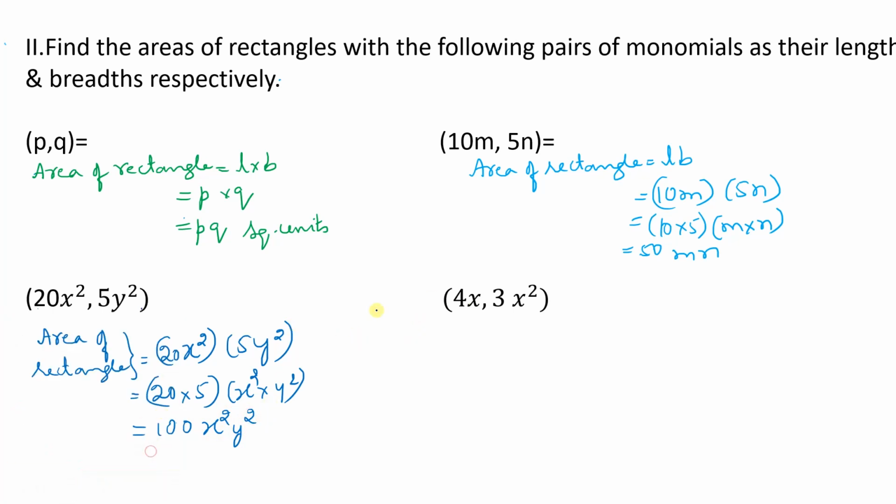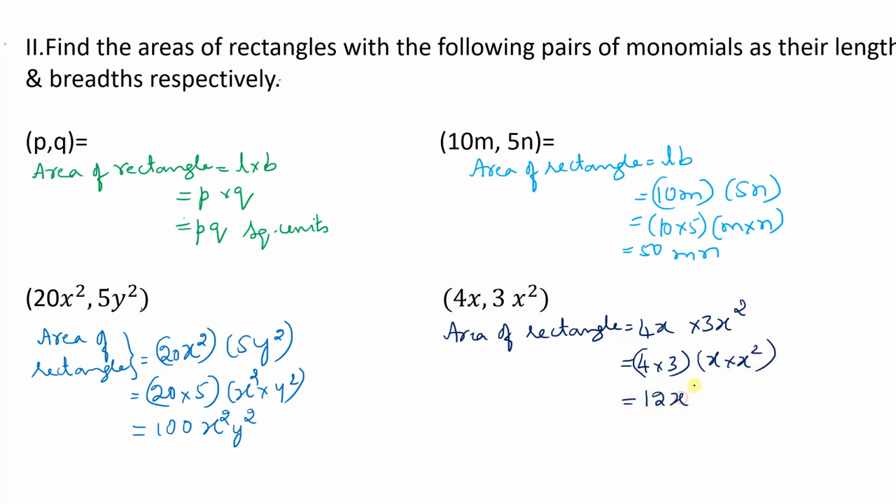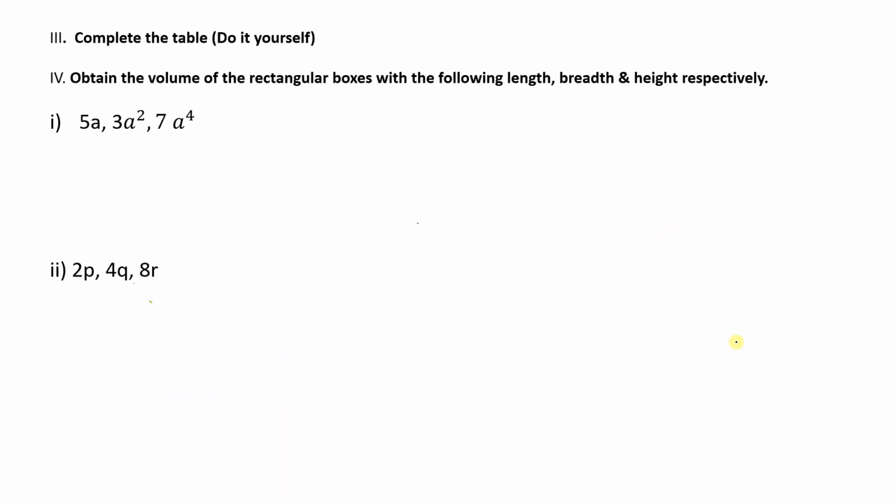Then area of the rectangle is equal to 4x into 3x square. 4 into 3 into x into x square. It is 12x cube. In this way, you can find the product of two monomials.